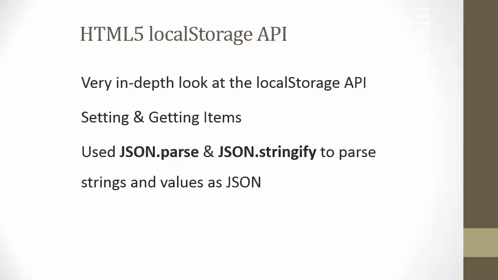We had a pretty good look at the HTML5 local storage API. We looked at how to set items and get items, and we talked about how local storage at its core only deals with strings. It's key value pairs and the value is a string, but we do have functions that can let us convert back and forth from string to JSON objects or arrays, and we use functions like JSON parse and JSON stringify to do that.